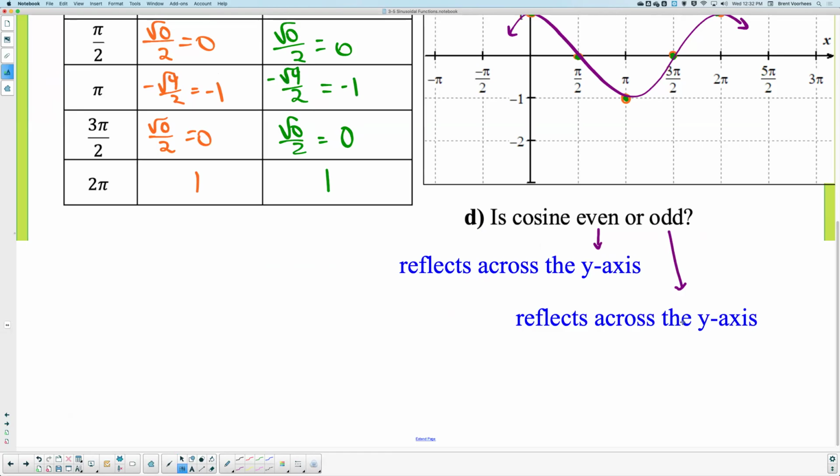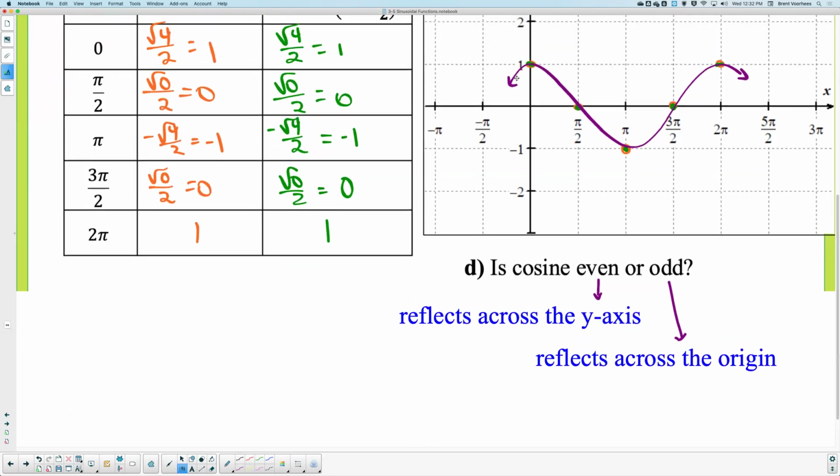If it's odd, it doesn't reflect across the y-axis, it reflects across the, good guess, the origin. Okay, look at our picture here. Does this graph, I did a little arrow. I guess I could have kept on trying to draw the points. If we kept on with this, this would actually go through here.